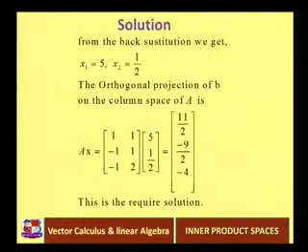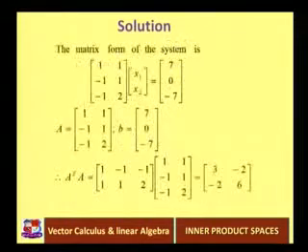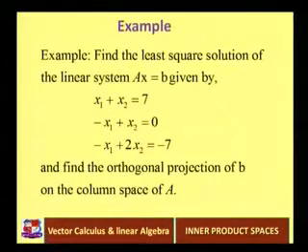So I again repeat this example because many students do not get exactly the idea of this example. Here is the example to find the least square solution of the system. The given system is: x1 plus x2 is equal to 7, minus x1 plus x2 is 0, and minus x1 plus 2x2 is minus 7. And also find the orthogonal projection of B on the column space of A.